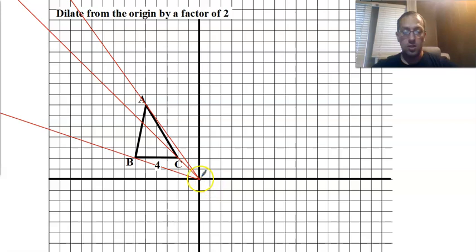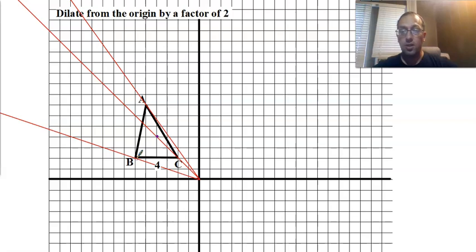So what I can do with this, if I'm here at the origin at (0, 0), point C is at (-2, 2). So to get there, I'd go left 2, up 2. I want it to be twice as far away, so I want it to be left 4, up 4. And so C prime is going to go right there. Point B, well, let's see, that would be (-6, 2).